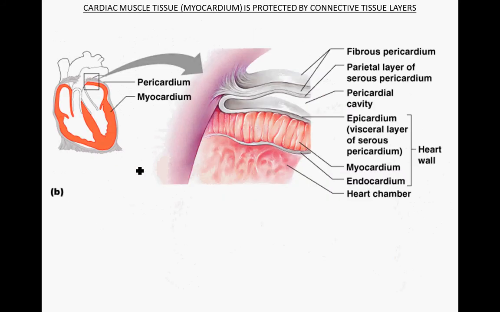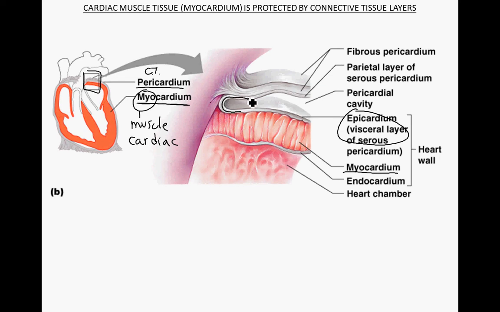So here's an up-close view. We're going to take a section from the base of the heart and look at the pericardium and then the myocardium. The pericardium are the two connective tissue membranes, and the myocardium, myo is muscle, is the cardiac muscle, or muscle of the heart. If we go over to this image, we see the myocardium right here, and we're looking at the outside protective membrane. The epicardium is also known as the visceral layer of the serous pericardium. It sits right on top of the heart, and it is continuous with the parietal layer of the serous pericardium.